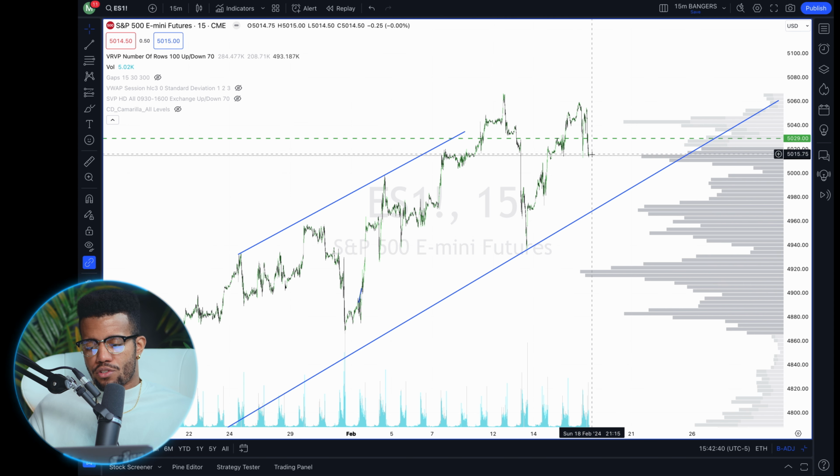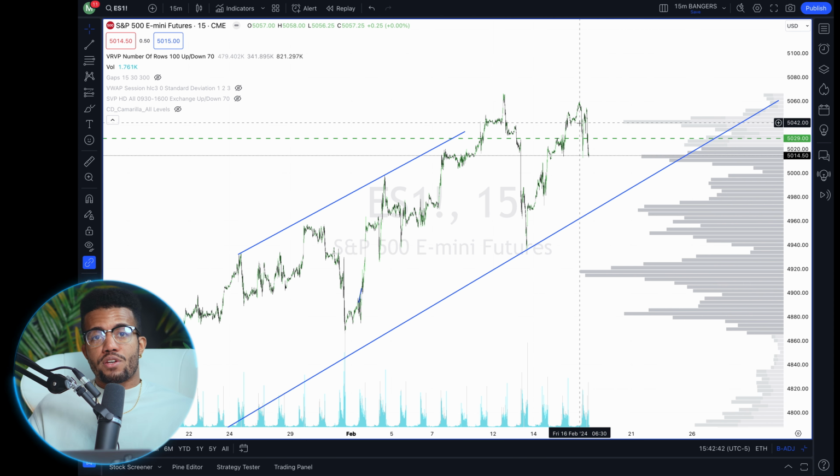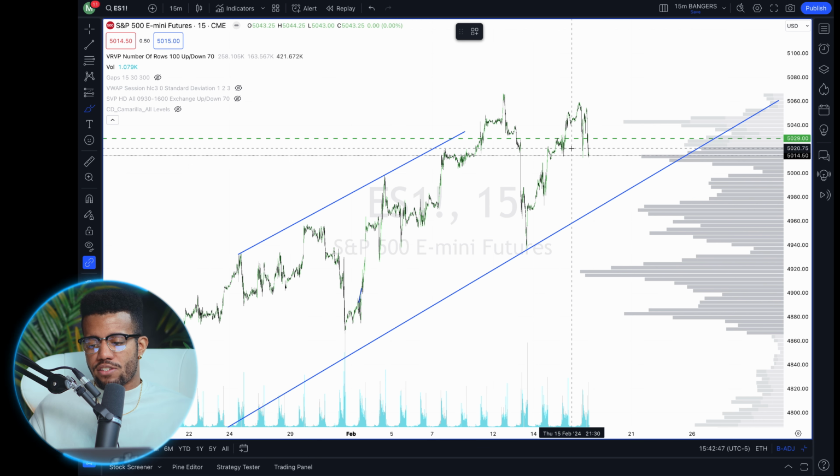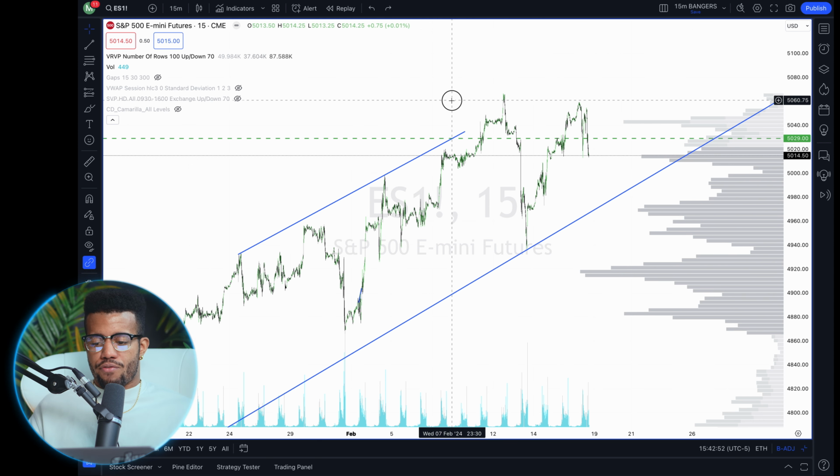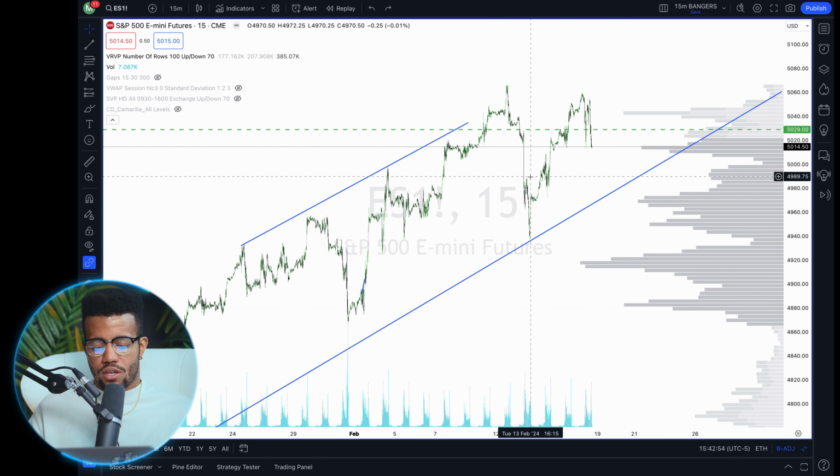So this M, we're looking for continuation here. That's important because why would the market M on a Friday? It's like, well, there has to be some downside. There has to be some downside target for us to hit, for us to do a sell-off on a Friday. Or Friday price action in particular can be a little wonky, et cetera.